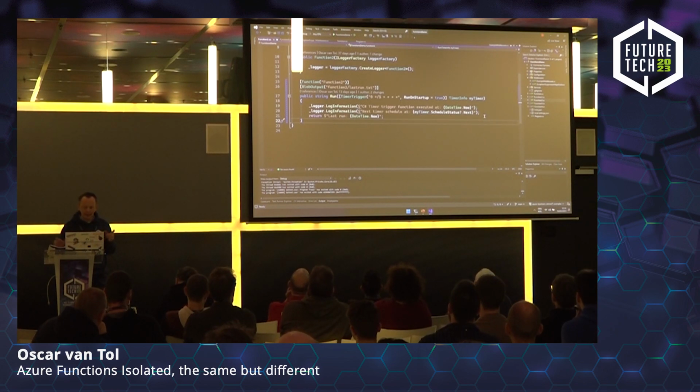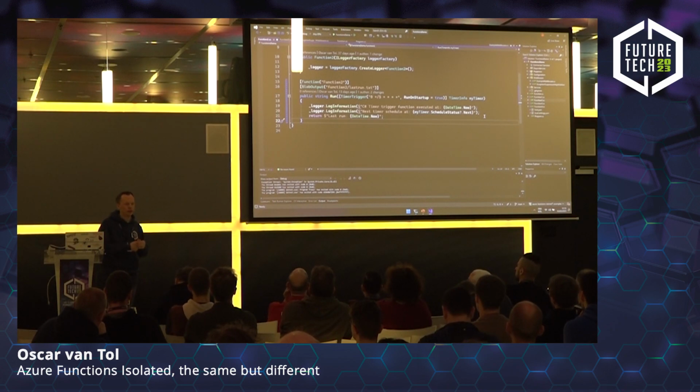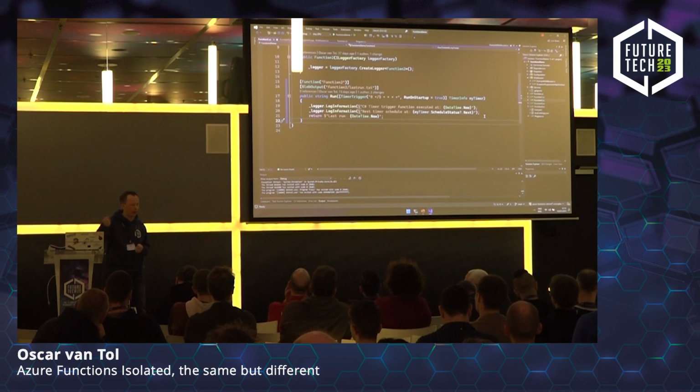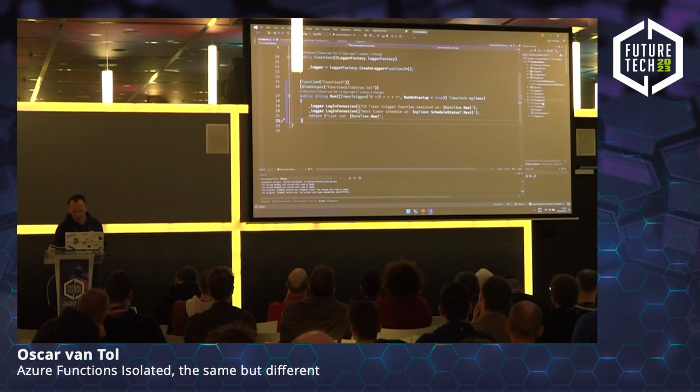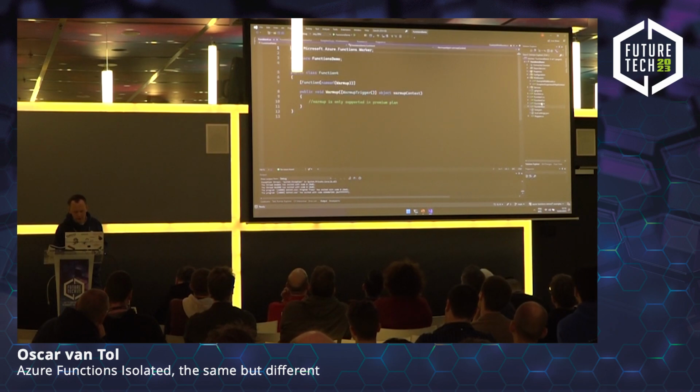Well, in the older model, if you wanted to output some messages, you had IAsyncCollector, what is it called? Something like that. But you injected all kinds of objects into your method where you could just write your data for your output binding. In this case, your return value is by default your output binding. That's different.